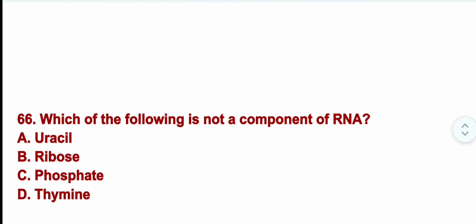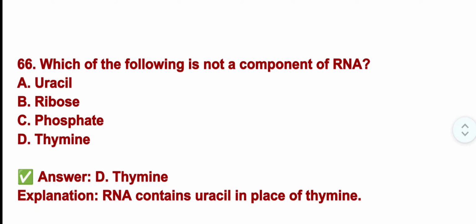Question number 66. Which of the following is not a component of RNA? The correct option is option D, thymine. RNA contains uracil in place of thymine. Thymine is present in DNA.